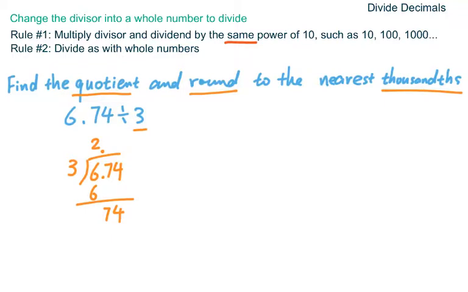So 2, 3 goes into 7. 2 times 3 is 6. And 7 minus 6 is 1. In fact, we don't have to copy down the 4 yet. We just need to do it at each single place value, unless we have a 2-digit divisor. All right, so we just need to copy down the 4.